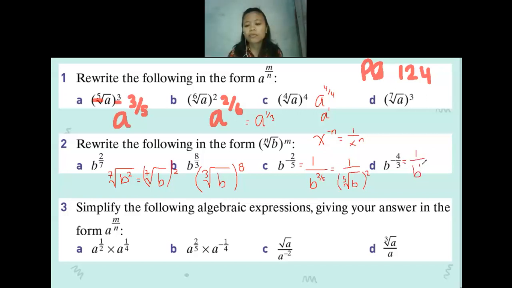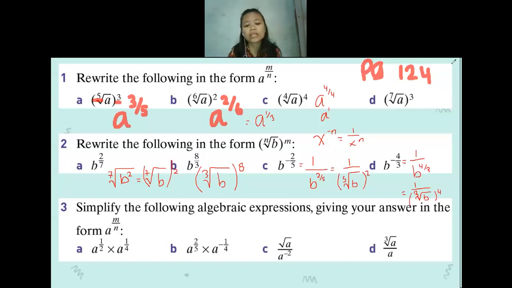Okay. Now we can make it into a root form. It becomes 1 per the cube root of b to the power of 4. Is there anyone having any confusion? No confusion for sure. Okay, if you do not ask me any question, let us move to question 3.